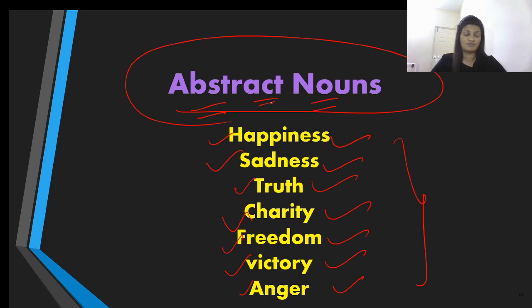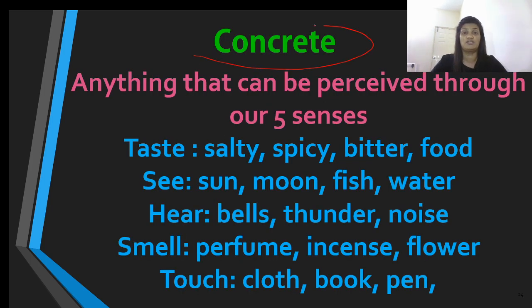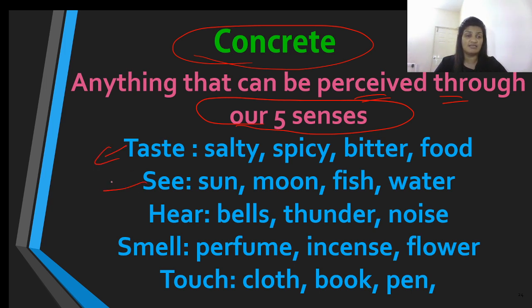The opposite of abstract noun is the concrete noun, which are actually perceived through our five senses. That is the sense of taste, the sense of sight, the sense of hearing, the sense of smelling, and the sense of touch. So when you taste, we have nouns like salty, spicy, bitter, and then also food. And then when we see, we can see sun, moon, fish, water. When we hear, we can hear bells, thunder, and noise. We can smell perfume, incense, and flower. We can touch cloth, book, and pen.